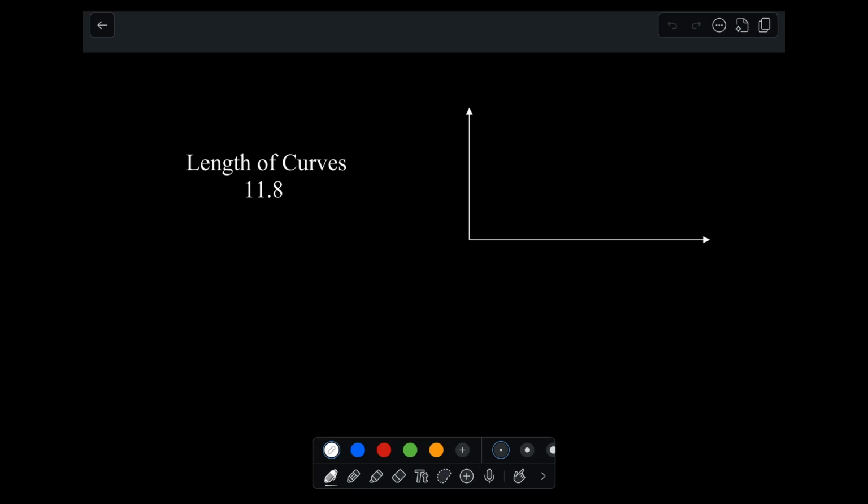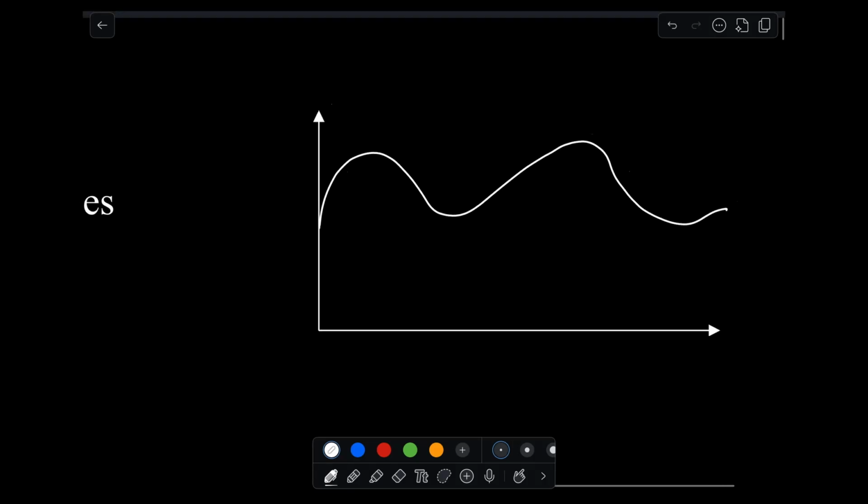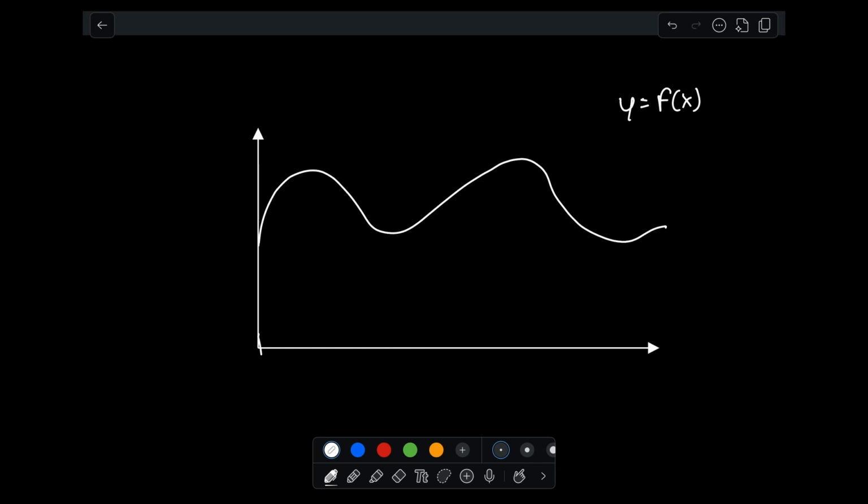Before we go on to three dimensions of determining the length of curves, I like to go back to how we analyze curves in two dimensions and their lengths. What we had is some arbitrary curve, and we'll just call it y as a function of x. If we wanted to measure the area under the curve, it's pretty straightforward. We have x equals a here, x equals b here, and it's just the integral from x equals a to x equals b of f of x dx.